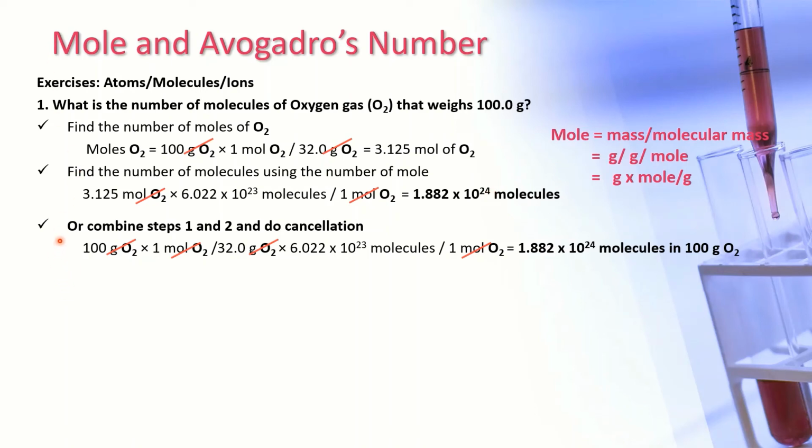You can also combine steps 1 and 2 and do some cancellation. 100 gram of oxygen times 1 mole of oxygen per 32 grams of oxygen times the Avogadro's number per mole of oxygen. You cancel grams and cancel mole. You got 1.882 times 10 to the power 24 molecules in 100 grams of oxygen.